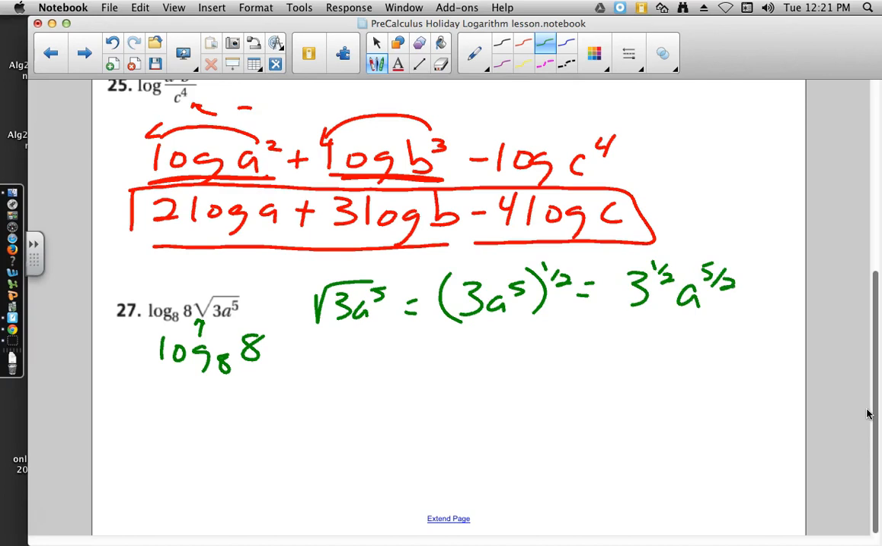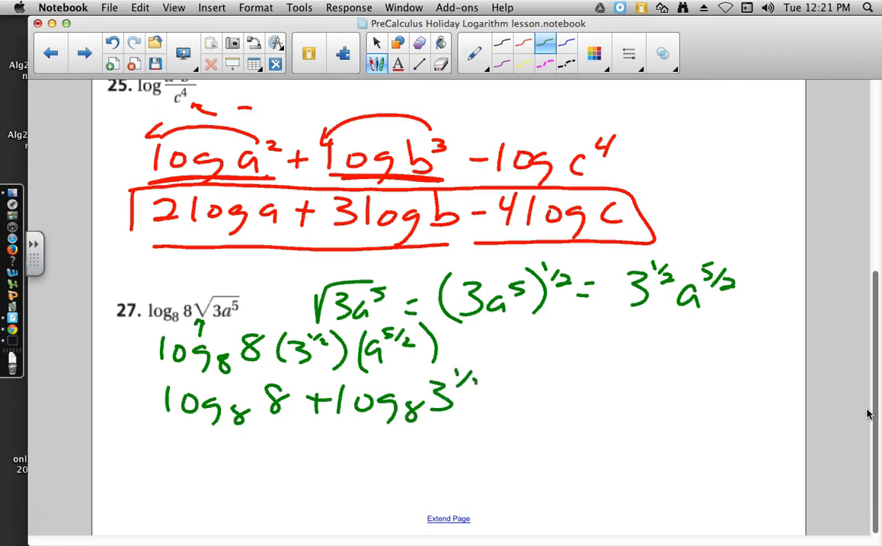So that makes this easier for us to separate as we are trying to expand this logarithm. So now I see, all right, lots of multiplication taking place here. That's going to be addition. Logarithm base 8 of 8 plus logarithm base 8 of 3 to the 1/2 plus logarithm of a to the 5/2. And I realize, not done.